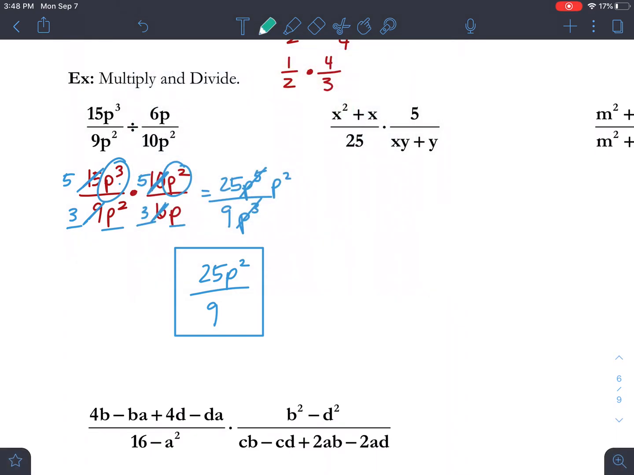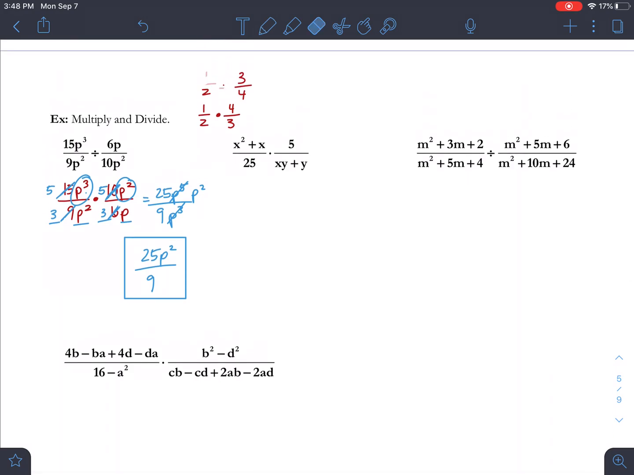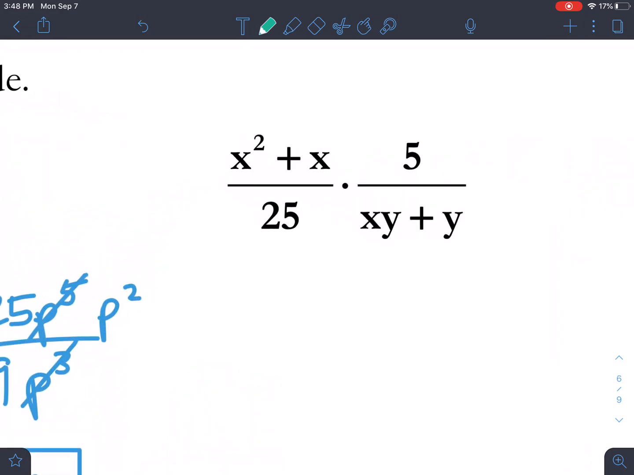Okay. So I want to try out 2 more here. We'll save 1 for class because I think this is kind of a tough, fun one. I'll put it that way. So let's take a look at the next one. Again, I look at this. I know I can't cancel anything yet. 25 and 5 I could deal with. But the polynomial pieces, I definitely want to factor.